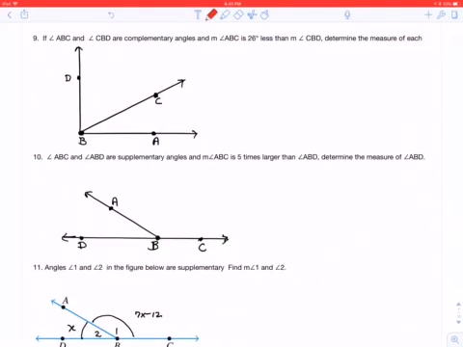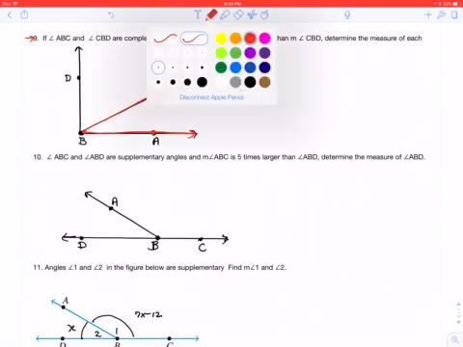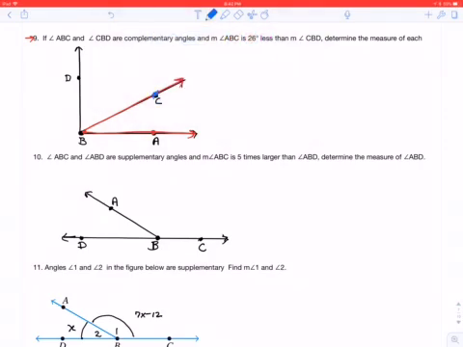Okay, for 9. Angle ABC and angle CBD are complementary. And angle ABC is 26 degrees less than angle CBD. We want to find the measure of each. So let's let x equal the measure of angle CBD.